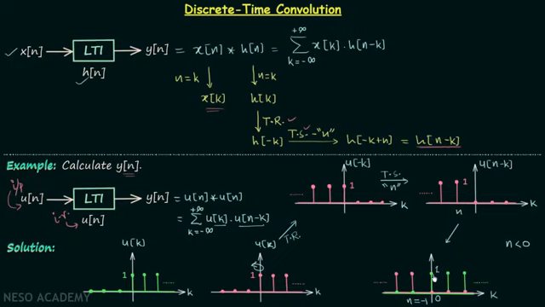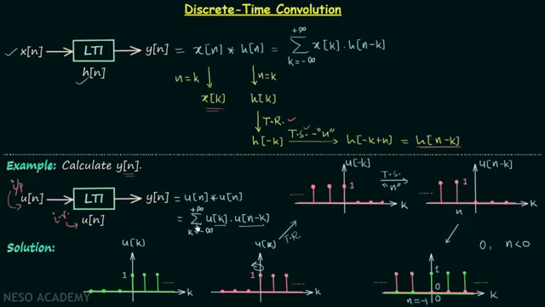This means u[k] is equal to 1, but the pink plot is 0. This means u[n minus k] is equal to 0. So 1 multiplied to 0 will give you 0. Similarly, for all the values of k, we are going to get 0 when n is less than 0.